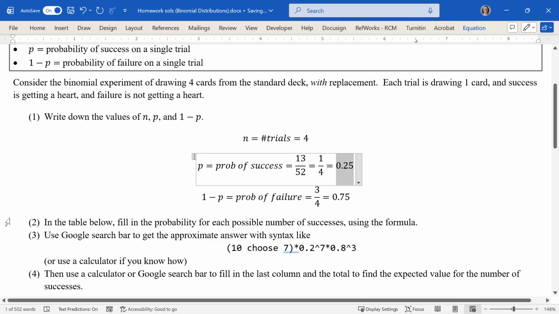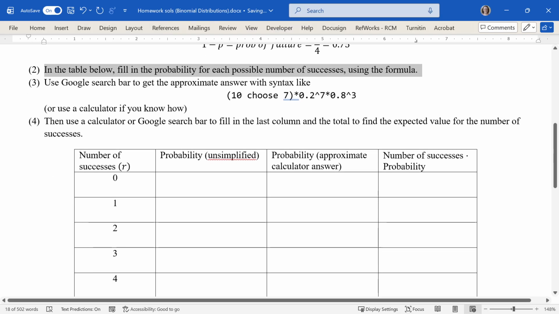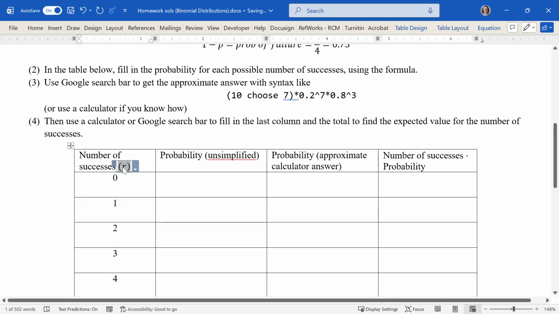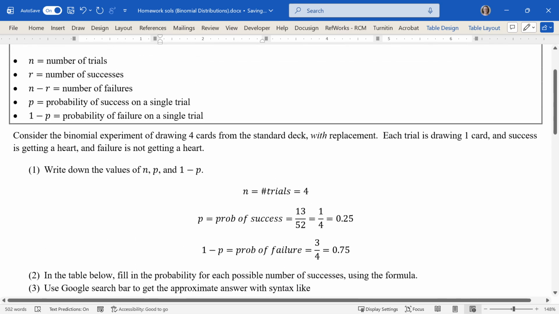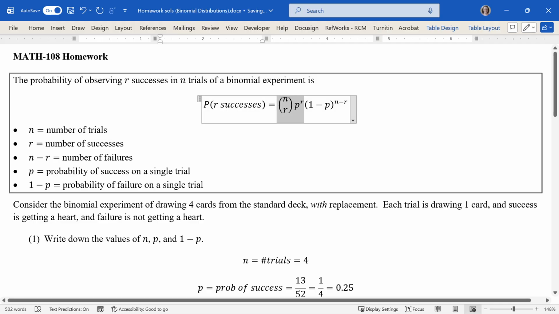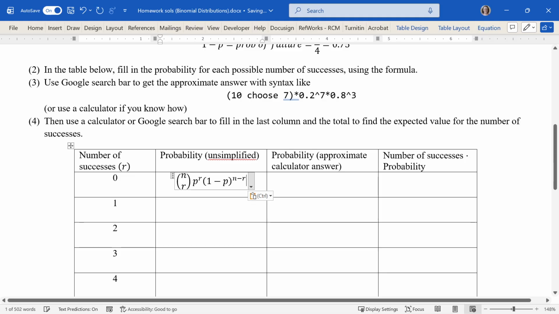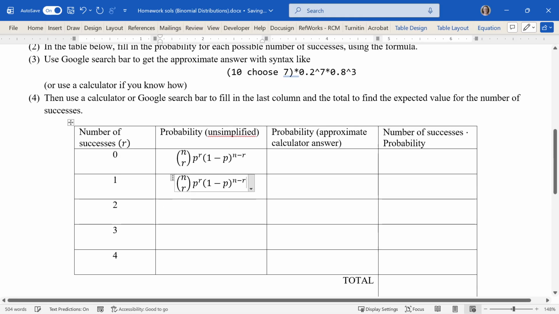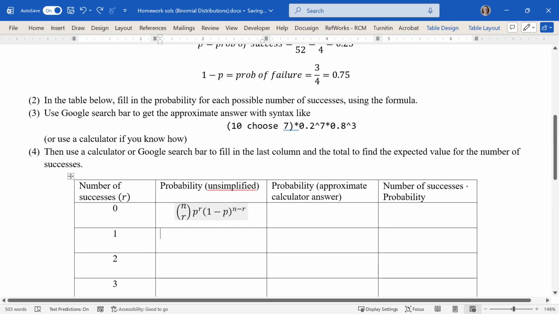Okay, so now we have a table down here, and we're going to fill this in with the probability for each possible number of successes using the formula. So the only thing we don't have is the value of R, and that is going to be what's going to change in each row of the formula here. So for the probability, we're going to be using this formula from up here. So I'm actually just going to paste this down here. Actually, let me fill in the parts that are going to be the same for all of them first.